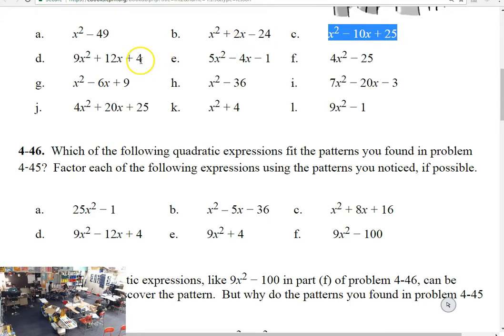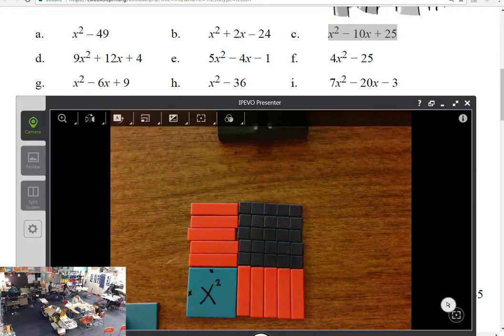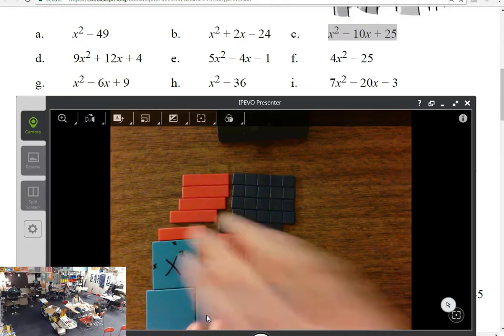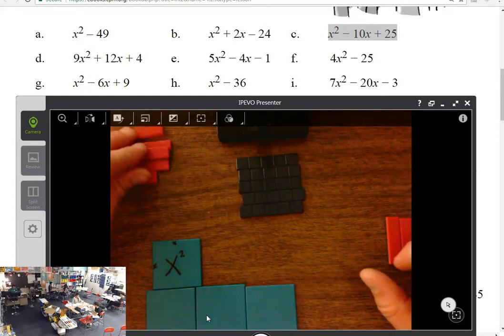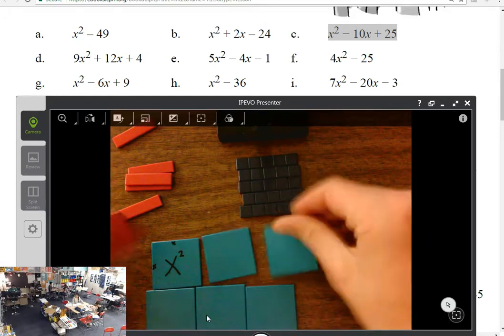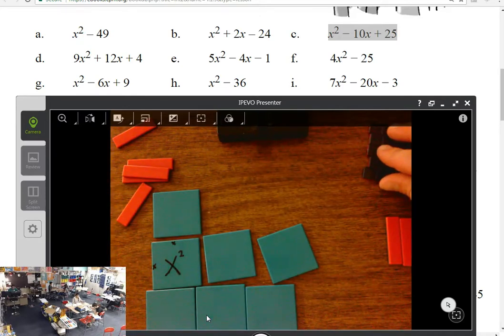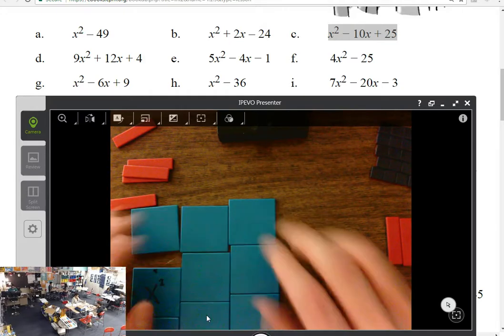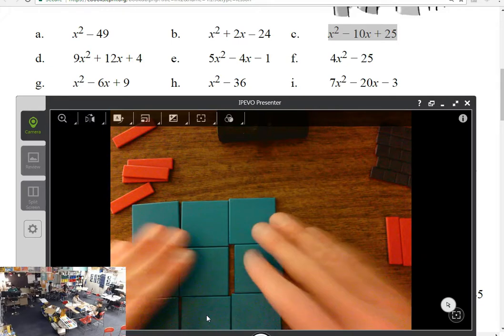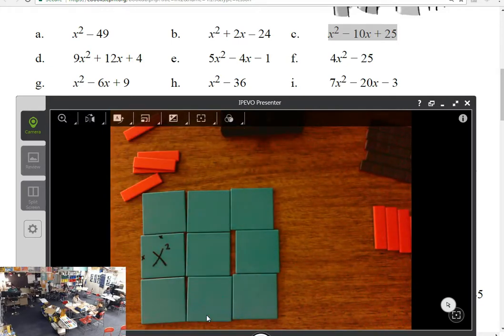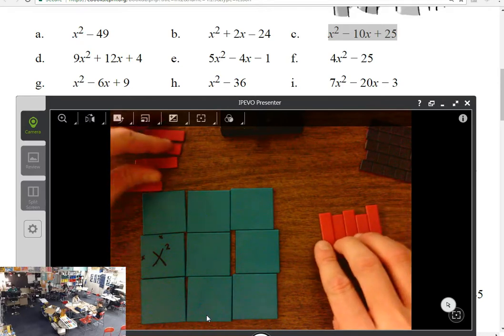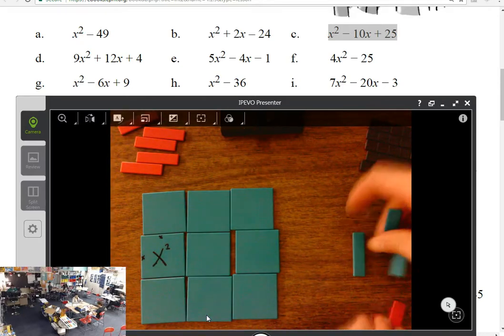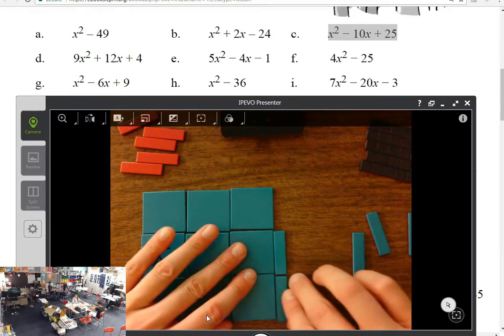D would be a lot to model, 9x squared. You're going to do it? They should all be factored. You know what I mean? Like, I think there are only 9 x squares in your thing. There's 10? Okay, sweet. Plus 12 x. That would be easy, they just start plugging x's where they go. Oh no! Wow.